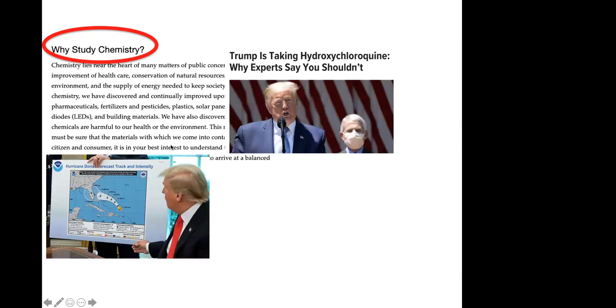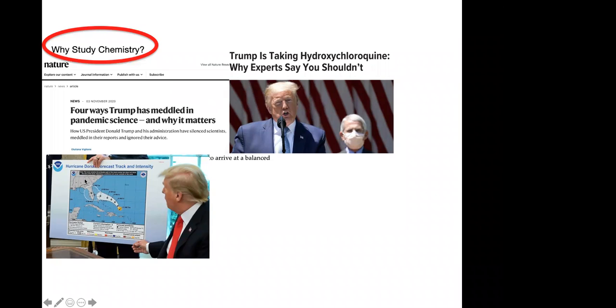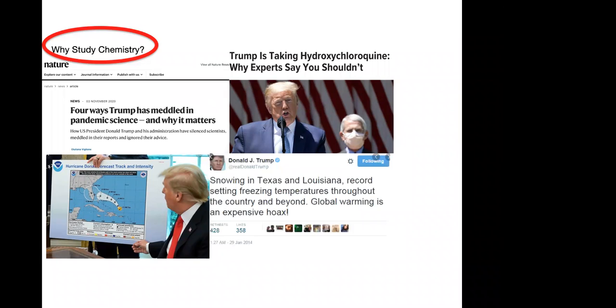The authors say that chemistry lies near the heart of many matters of public concern. And as I think about the world we live in right now, I think I need to work a little bit harder to say why chemistry is important. When I say that, I mean, if I look around the world right now, science is under attack in a way that it hasn't been in my lifetime. We have fake medicine being promoted. We've got examples of where weather forecasts are being doctored. We've got a pandemic that's ravaging the country. We've got examples in which snowstorms are being said to be evidence that global warming is an expensive hoax.